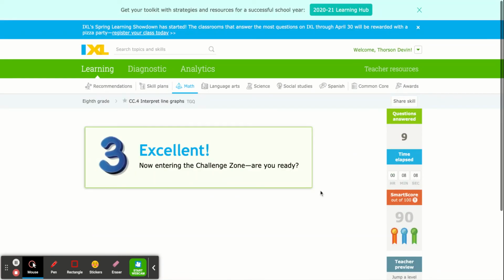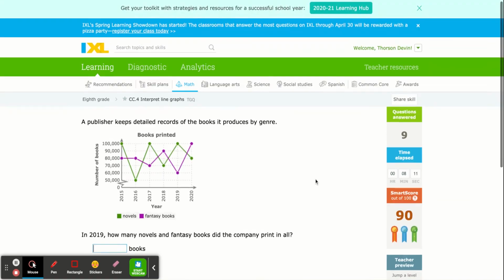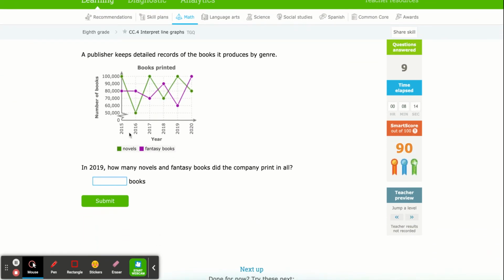Let's jump ahead again. See if in the 90s it gets any more difficult. Again, we have two line graphs. One's for novels, one's for fantasy books. Number of books that the publisher apparently printed, and here's the year they were printing them. And in 2019, how many novels and fantasy books did the company print in all? 2019's right here. I want to know both the fantasy and the novels. So there's a difference, I guess, between a novel and a fantasy book. I don't know what the difference would be, but we add the two together. 100,000 plus 60,000 is 160,000.